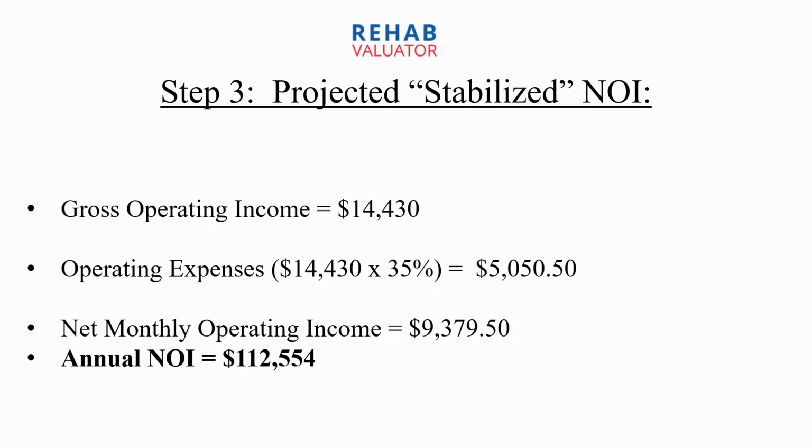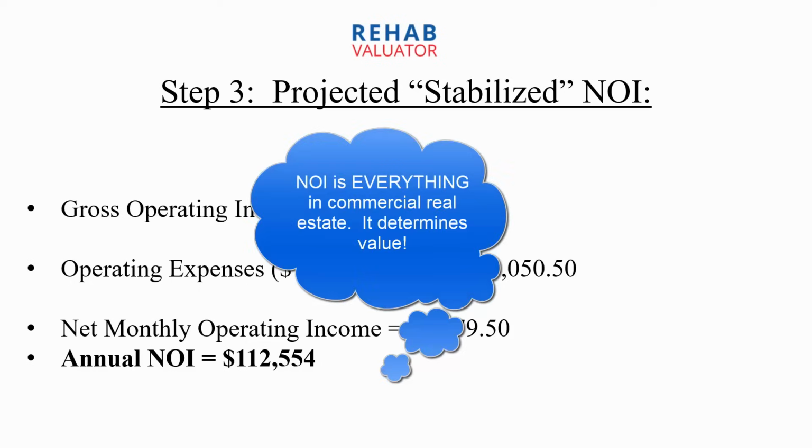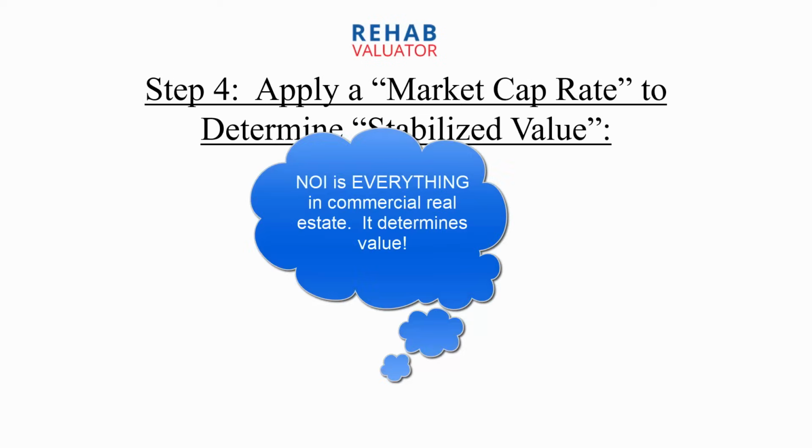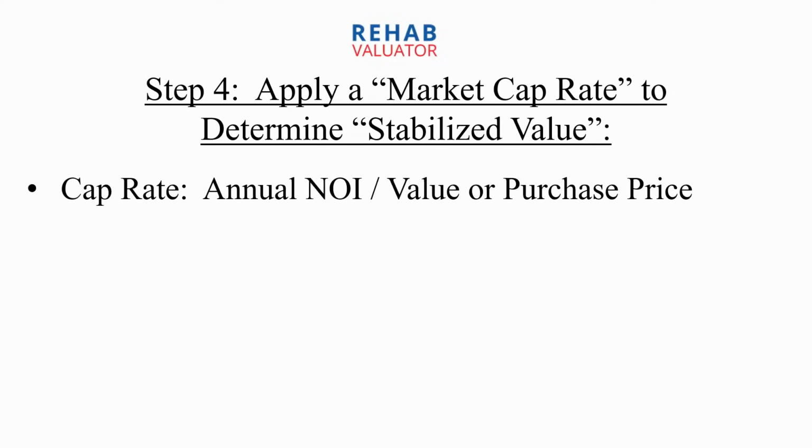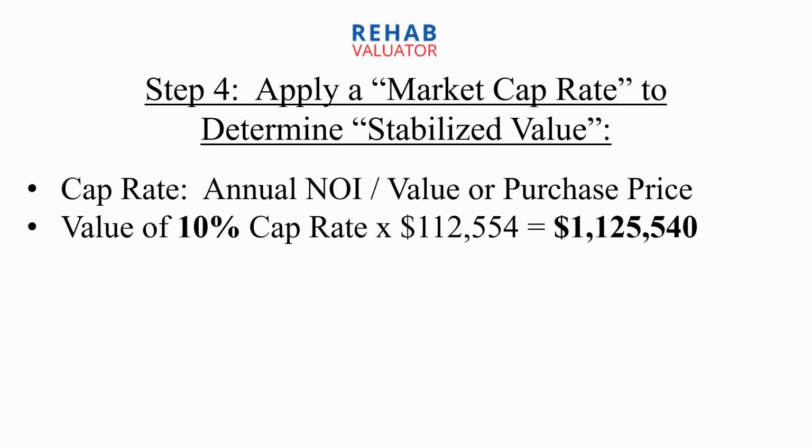My annual NOI is $112,554. Now, NOI is important because in commercial properties, that determines the value along with the cap rate. So step 4, I'm going to apply what's called the market cap rate to determine my stabilized value. Stabilized value means when this building is built and leased out and is operating at full capacity, what is it worth? So cap rate is simply annual net operating income divided by the value, or divided by the purchase price if you're buying.